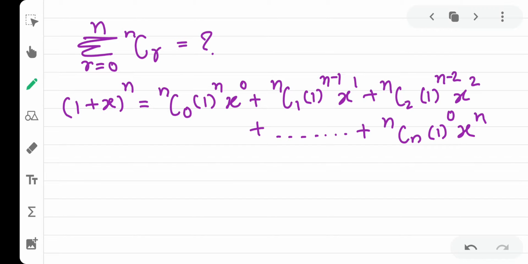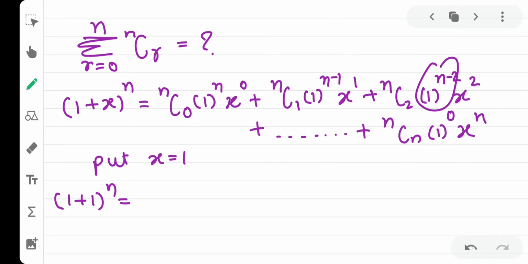Now all we have to do is get rid of this x on the right hand side. So we will put x equal to 1 on both sides. What will happen because of it? (1 plus 1) the whole raised to n on the LHS, and on the RHS 1 raised to n, 1 raised to n minus 1, 1 raised to n minus 2, and so on up to 1 raised to 0. Everything will be 1, so you don't have to worry about it. Also x raised to 0, x raised to 1, x raised to 2 up to x raised to n, everything will be 1 because we have put the value of x as 1.